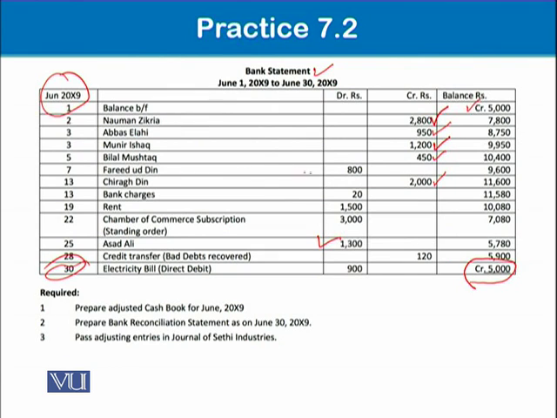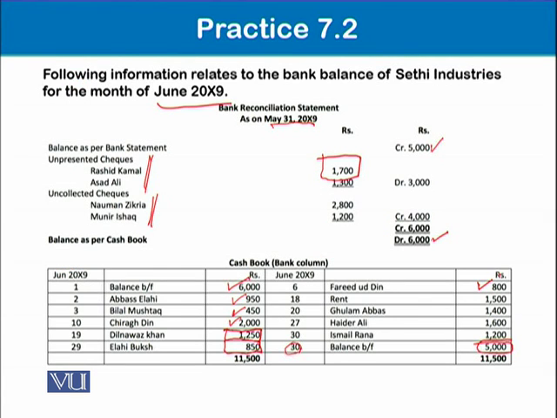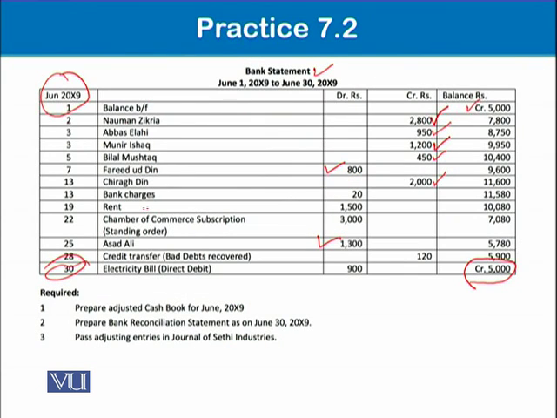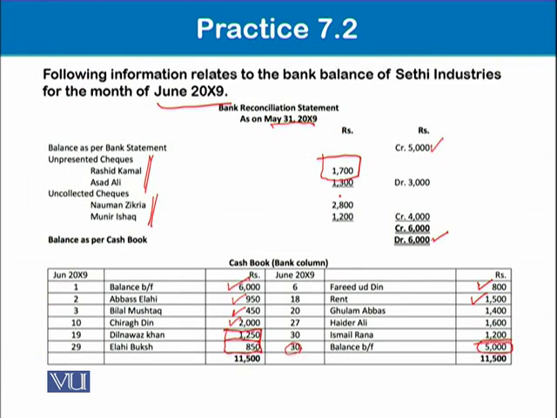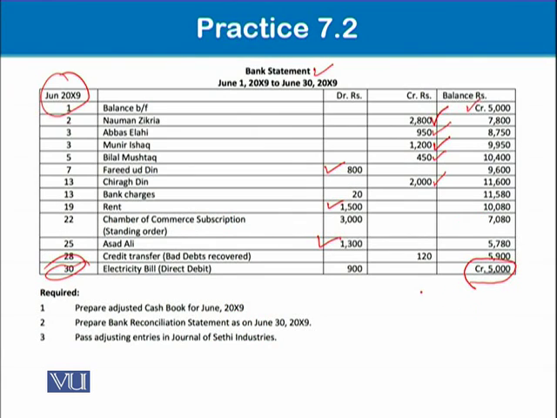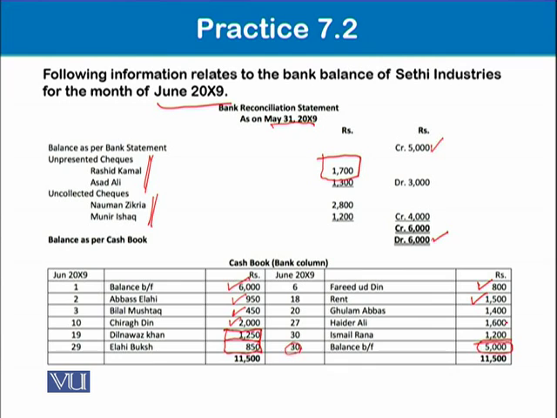Yes, Fariduddin 800 is appearing in the debit side of bank statement, credit side of cash book. Okay. Rent we made payment of 1500. Yes, that's right. 1500 is appearing here. Ghulam Abbas we made payment of 1400. It's not appearing in the debit side. It means this 1400 is check issued but not presented in the bank statement.